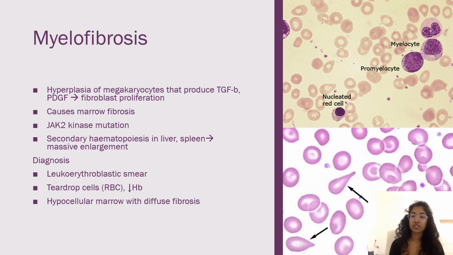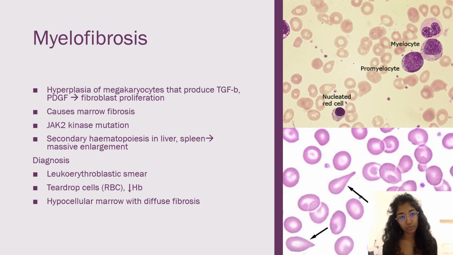And as a result of the bone marrow not being able to produce blood cells as a result of fibrosis, you will have secondary hematopoiesis occurring to an increased extent, particularly in the liver and the spleen, which will therefore lead to massive enlargement of these organs.